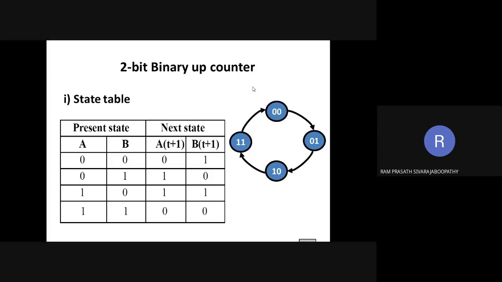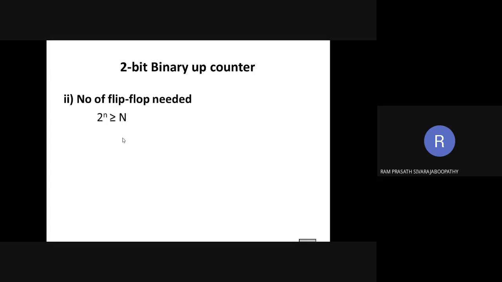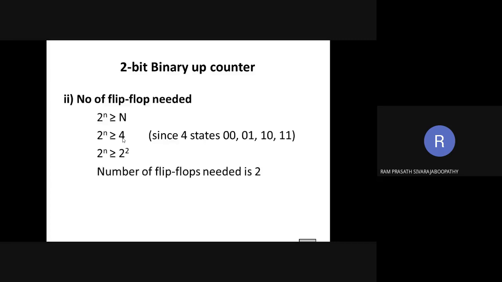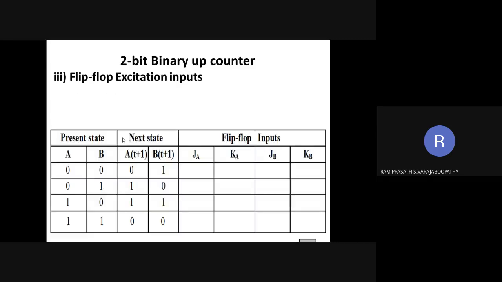Okay, this is also easy for us. Correct? What about the next step? We have to decide how many flip flops are needed. We have to name them. Since we already used A B here, we are going to use 2 flip flops, named A and B. So the number of flip flops needed is 2. Naming is already done, A and B. Now the next step, excitation input. Note down the excitation here.